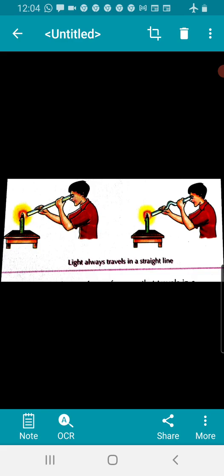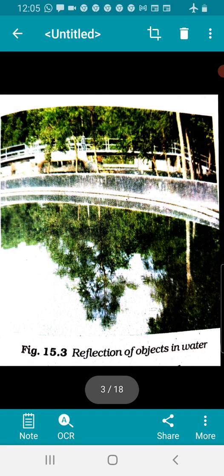How can we change the path of light? Do you know what happens when light falls on a polished or shiny surface? Yes. One way to change the direction of light is to let it fall on a shiny surface. For example, a shiny stainless steel plate or shiny steel spoon can change the direction of light. The surface of the water can also act like a mirror and change the path of light. Have you ever seen the reflection of trees or buildings in water?